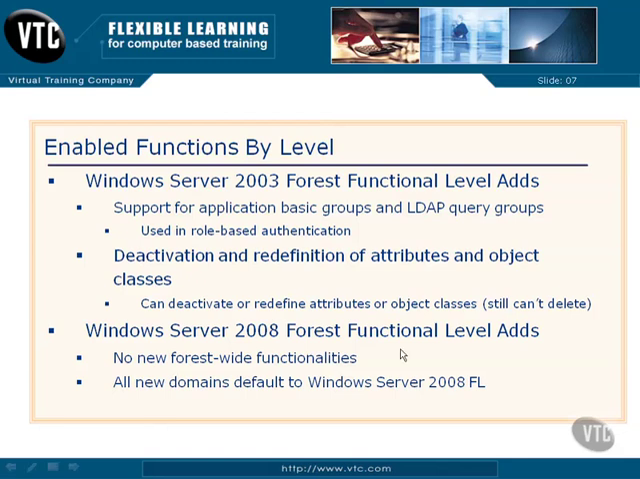Then notice this. This is kind of odd, and becomes a trick question on the exam, or it could trip you up. I hate to use the word trick question, but Windows Server 2008 Forest functional level, what does it add? You won't see this very often. No new forest-wide functionalities in Server 2008 at the Forest functional level. However, once you're at the 2008 Forest functional level, all new domains automatically default to the Windows Server 2008 domain functional level. So you can't go backwards. Once you're at 2008 Forest functional level, you cannot take your domains back to Windows Server 2003.